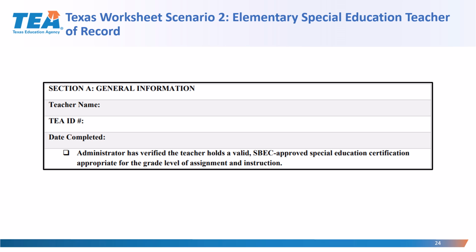First, Section A will be completed with the educator's name, TEA ID number, the date the worksheet was completed, and the additional verification that the teacher holds a valid SBEC-approved special education certification.